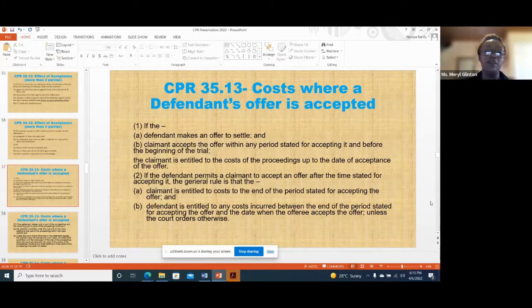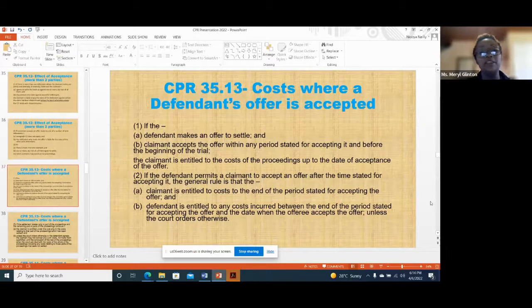Now, if the defendant permits a claimant to accept an offer after the time in which they indicated the offer must be accepted, then the general rule becomes a bit different. And this is where we start to see some consequences, or I guess in the case of the person who's offering, in this circumstance the offering defendant, you will come to see some benefits to making an offer under this part. So if a defendant says, I'm going to offer you that we can settle this matter for X amount of money, but you only have 21 days, and remember 21 days is the minimum amount of time that you can leave the offer open if you want it to fall under this part.